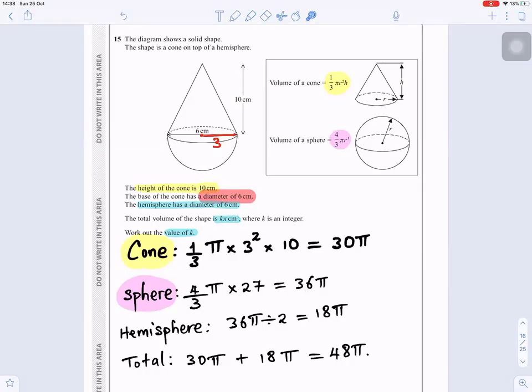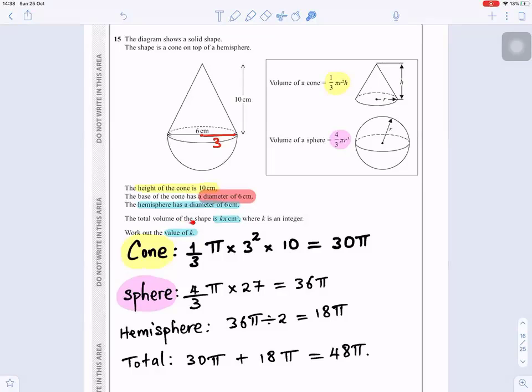The diagram shows a solid shape. The shape is a cone on top of a hemisphere. The height of the cone is 10 centimeters. The base of the cone has a diameter of 6 centimeters. The hemisphere has a diameter of 6 centimeters.